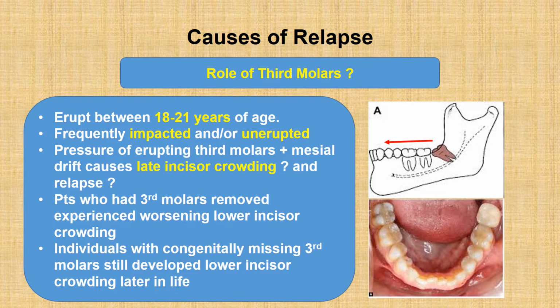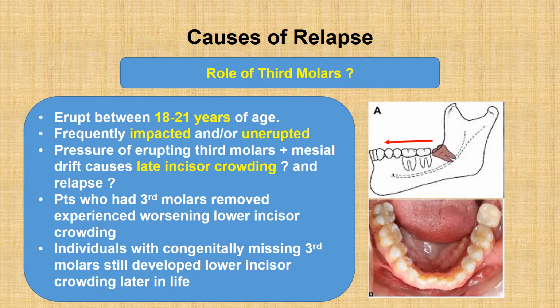Now, let's look at the role of third molars. The third molars erupt between 18 to 21 years of age. They are frequently impacted or unerupted. It is said that the pressure of the erupting third molars plus the mesial drift of the dentition causes late incisor crowding and relapse. But this has not been shown to be true, and it is not proven.